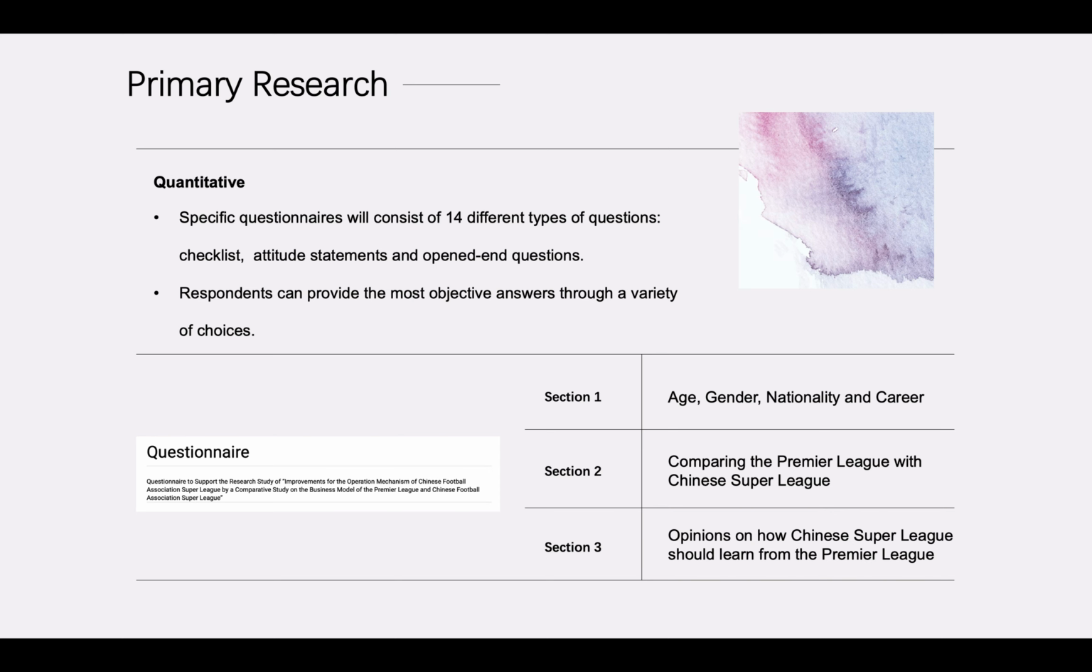It will consist of 14 different types of questions. Closed questions, including checklists and attitude statements, are used to avoid unnecessary biases. Respondents can provide the most objective answers through a variety of choices. The research will be administered through the Google Form online survey, which is an academic research tool that can receive data and opinions from different countries and regions, and can effectively analyze data.